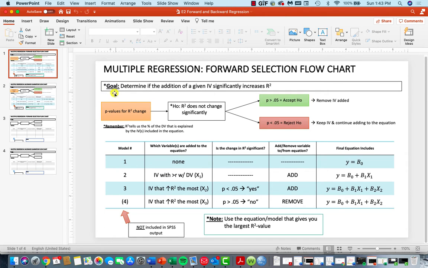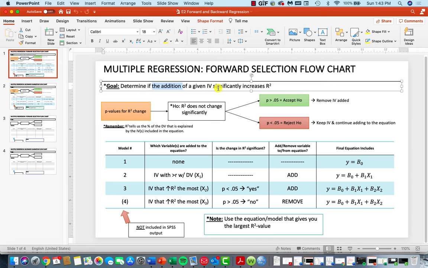Okay, so remember the goal in forward selection is that we're trying to determine if the addition of a given independent variable is significantly increasing r squared. Remember, the ultimate goal of the regression is to get the largest r squared possible. So in forward selection, we start with no variables in the model. I've added this one here, which isn't usually listed in SPSS. You can think of this as model 0, where we have no variables in the equation.